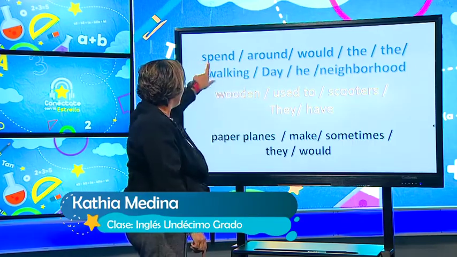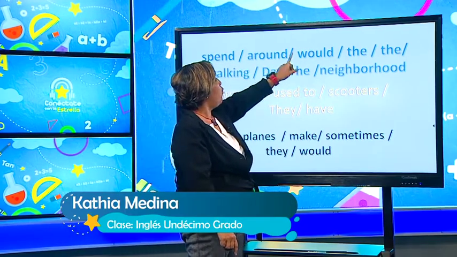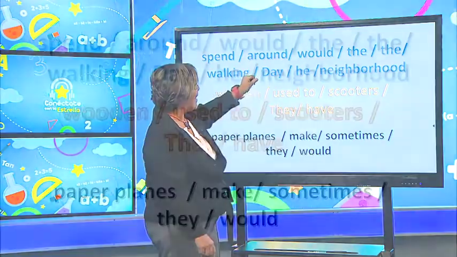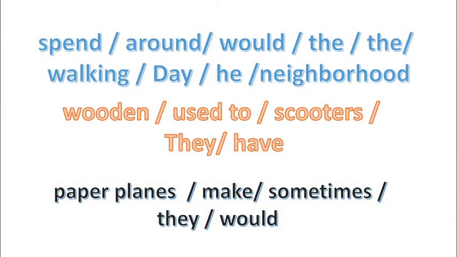Look at this one. We have spend, around, would, the, walking, they, he, neighborhood. Remember, you have to try to order it from the sentences we already saw, okay? Then the other one, we have wooden, used to, scooters, they, and have. And the other one, we have paper planes, make, sometimes, they, and would. So how would you order the sentence? Are you ready? Okay, let's go to the first one.